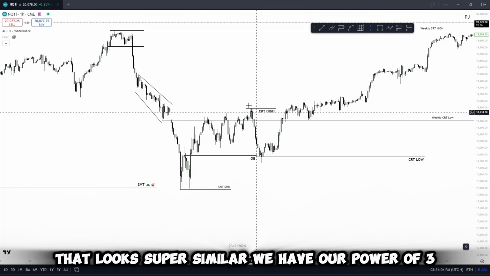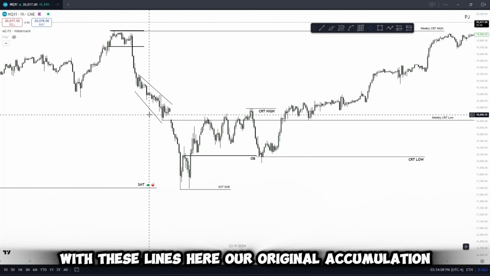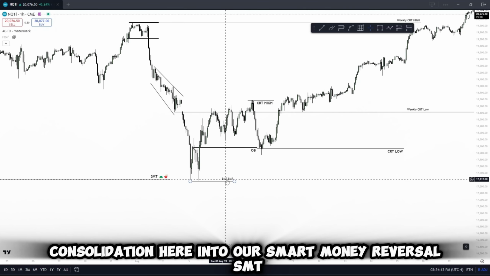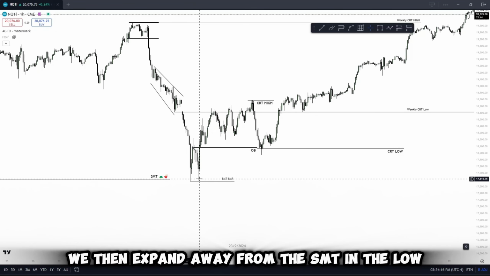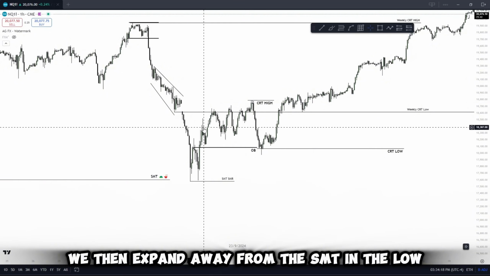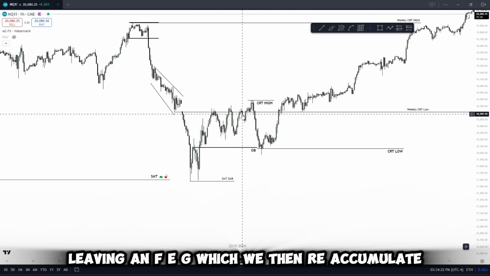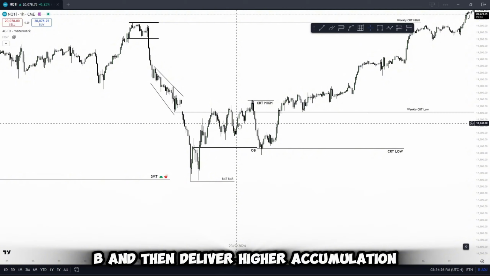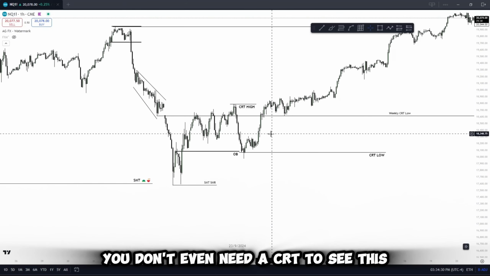We have our power of 3, our market maker models put into place with this accumulation with these lines here, our original accumulation consolidation here, into our smart money reversal SMT. We then expand away from the SMT in the low, leaving an FEG, which we then reaccumulate, sweep into the FEG OB, and then deliver higher. Accumulation, manipulation, distribution. You don't even need a CRT to see this.